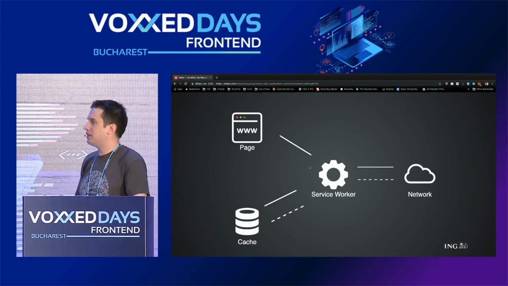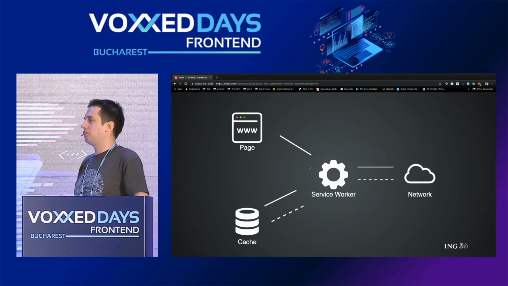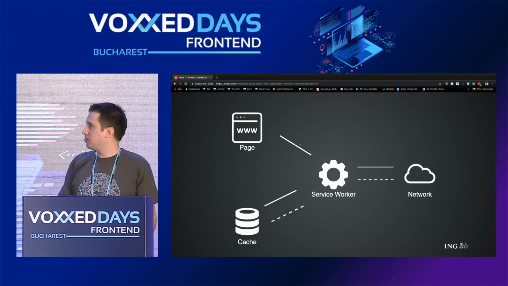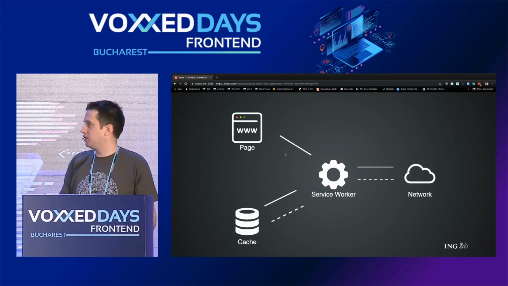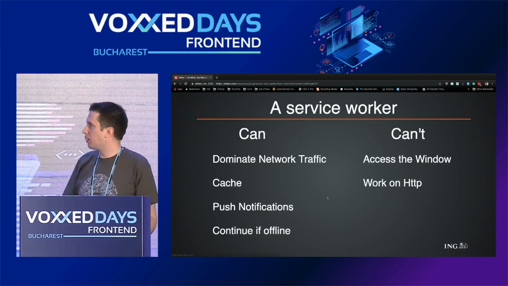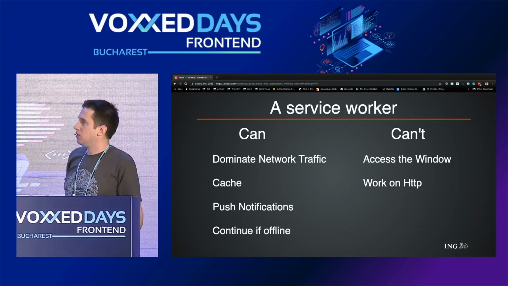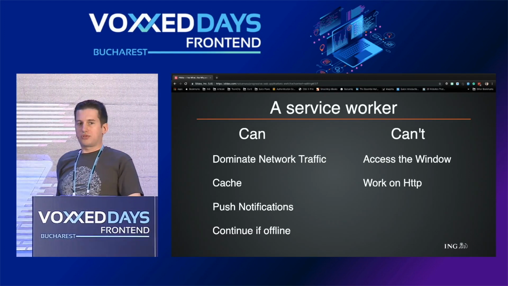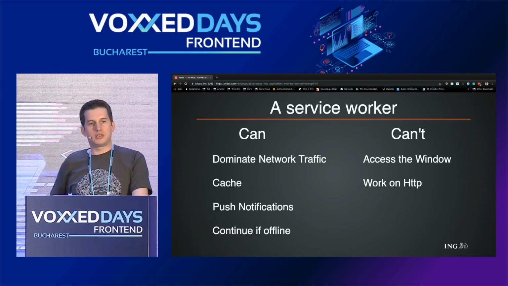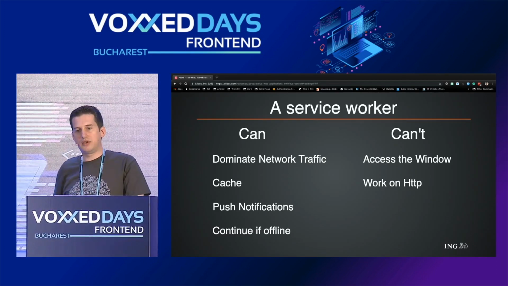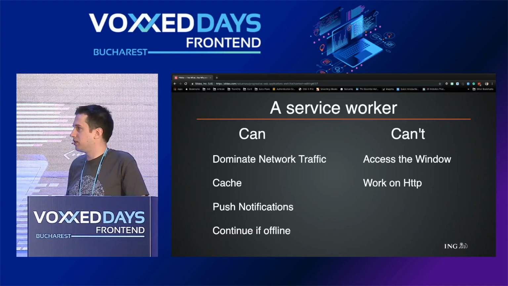So they are basically proxies for your page. They sit in between the page and the network, and they can also access the cache when they need to, and stuff like that. So let's have a quick look at what they can and cannot do. They can totally dominate the network traffic. So if you want to send back pink unicorns for every image fetch, you can do that.